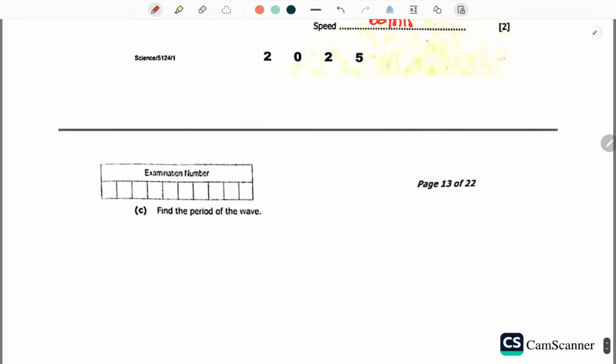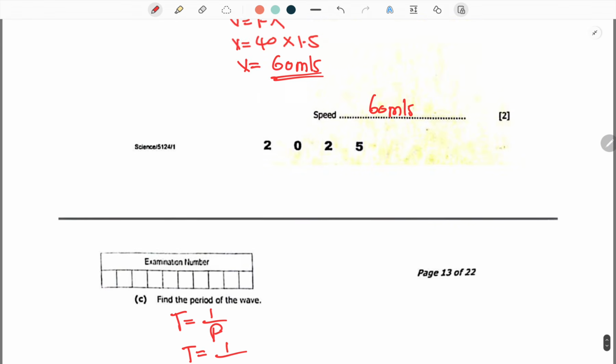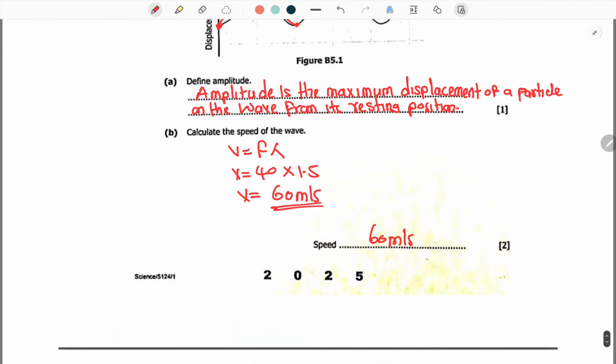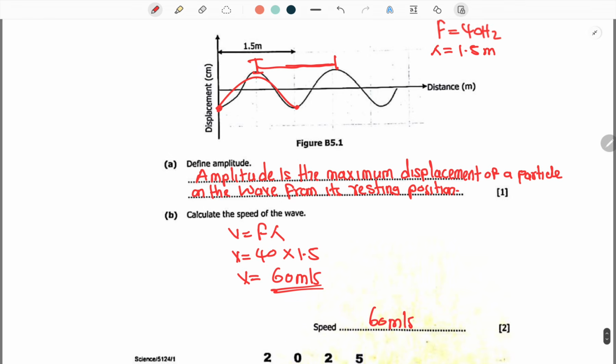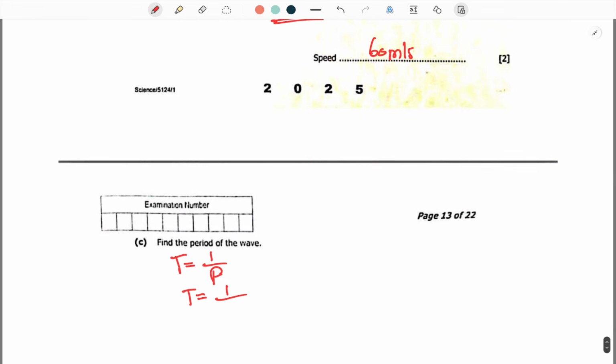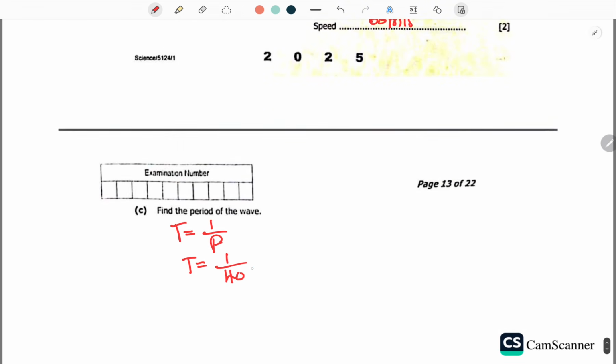Okay, find the period of the wave. So we know that period is actually 1 over frequency. What's the frequency? Our frequency given is 40 hertz. So you're going to put your 40 here. And of course, your period is going to equal 1 divided by 40. It's going to be 0.025 seconds.